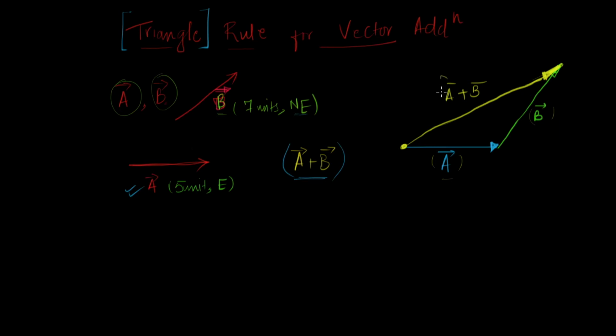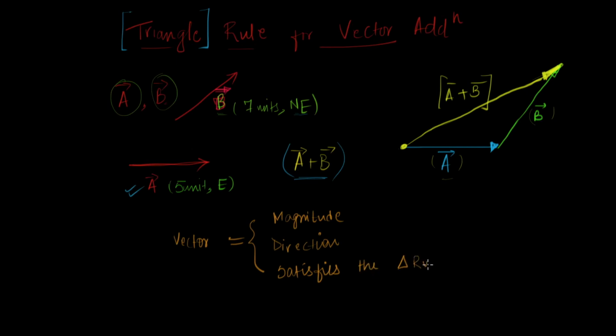So this is what we call the triangle rule of vectors. Now, if we go back to what a vector is, we can now give a very formal definition. A vector must be a physical quantity that has a magnitude, that has a direction, and that satisfies the triangle rule. So I'm going to write it like so for brevity.